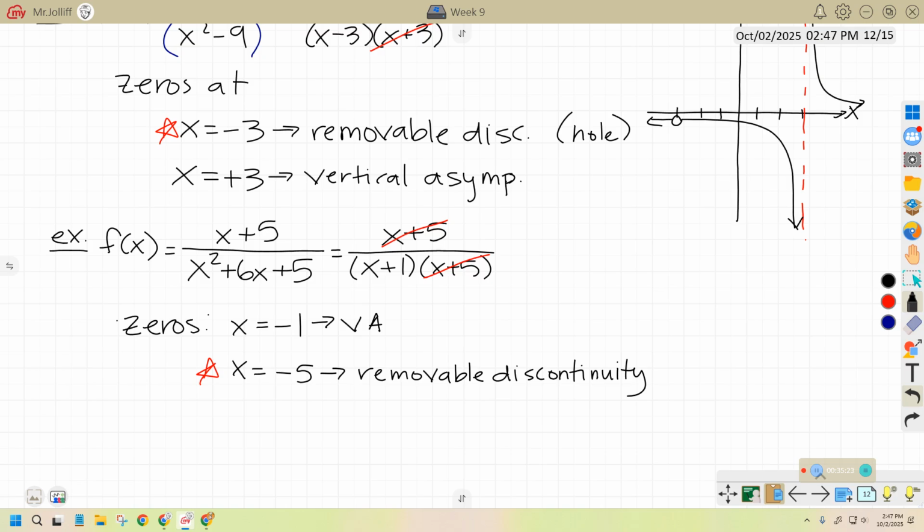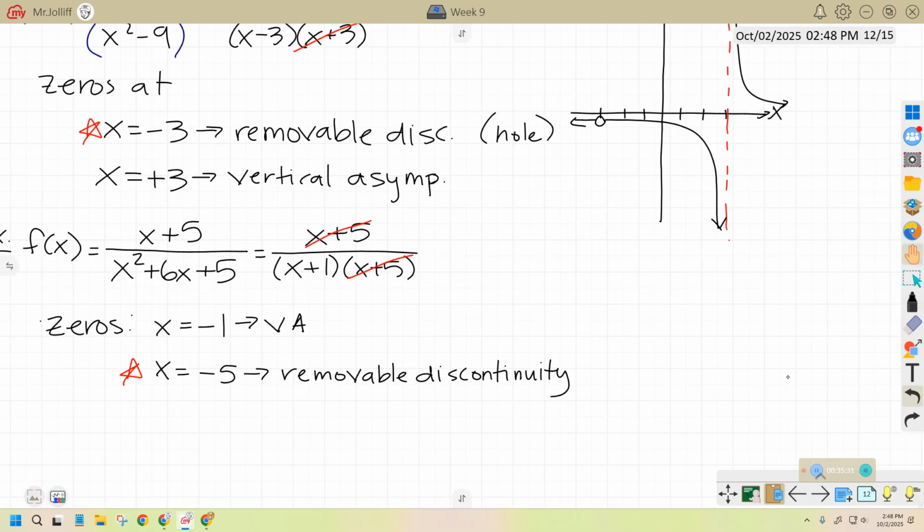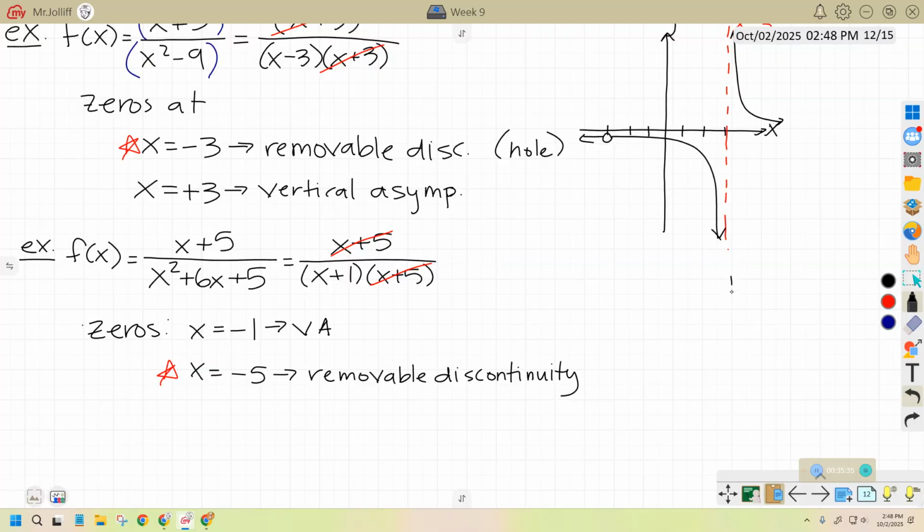Okay, you're going to practice your graphing skills. I want you to graph it and verify that we do have a hole at x is negative 5. Oh no, I broke my calculator today. Oh, funny face.